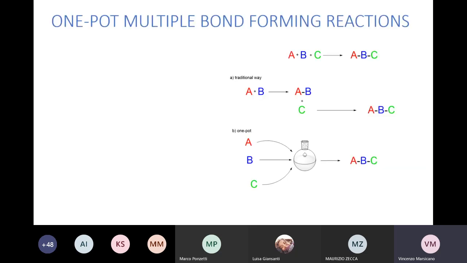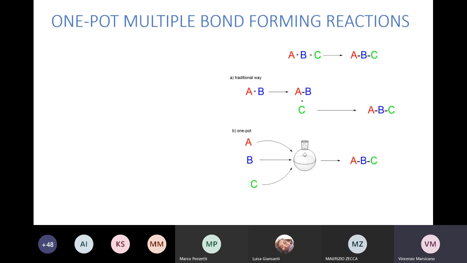Let's see the first example. One way to improve the sustainability of an organic reaction is the use of one-pot multiple bond forming reactions. Imagine that we want to synthesize the molecule ABC starting from the three reagents A, B, and C. To do so, we have to create two bonds.